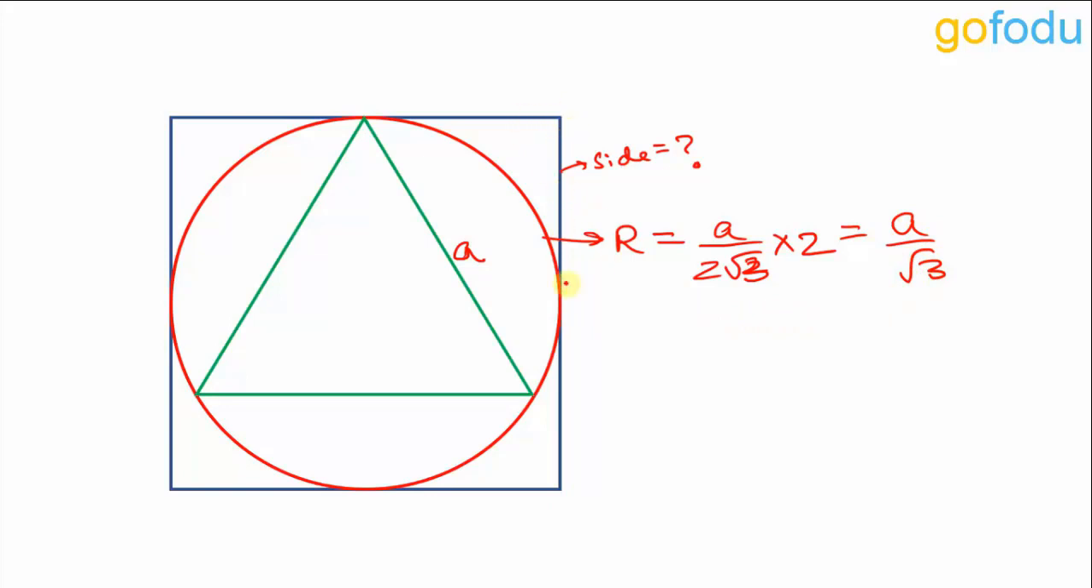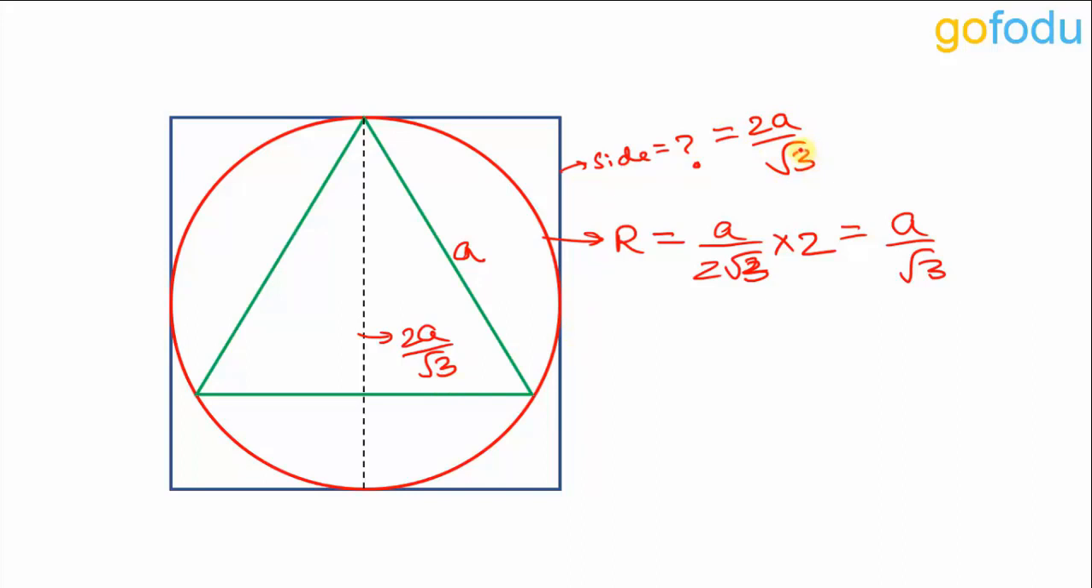And this side of the square is nothing but the diameter of this circle. The diameter of this circle will be 2 times A upon root 3. That would be the side of this square, 2A upon root 3.